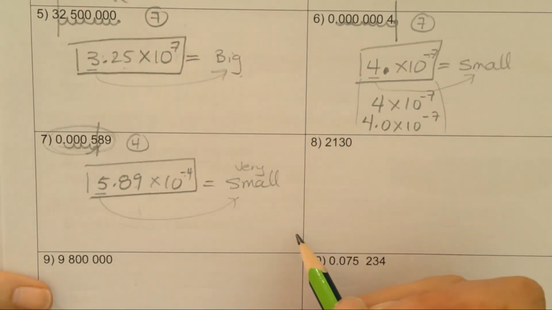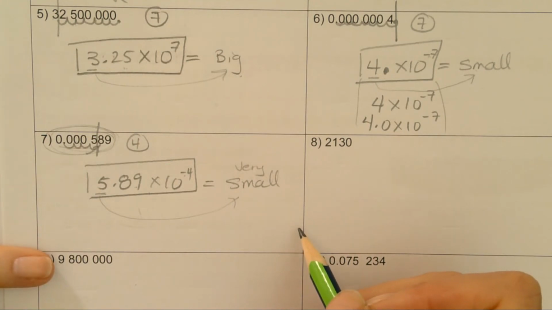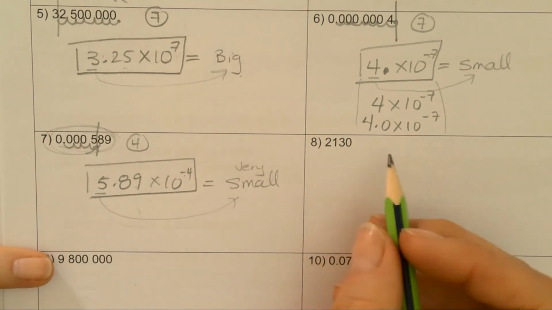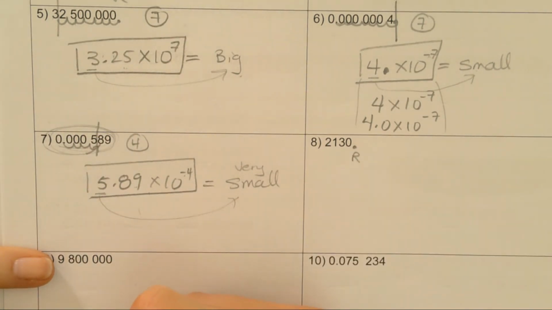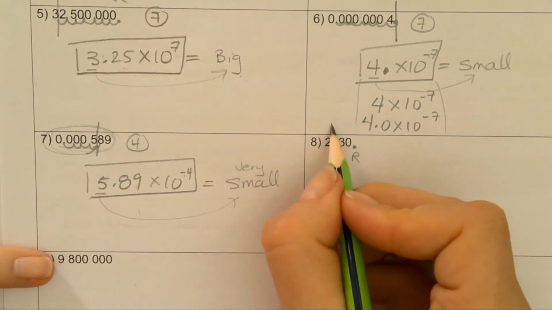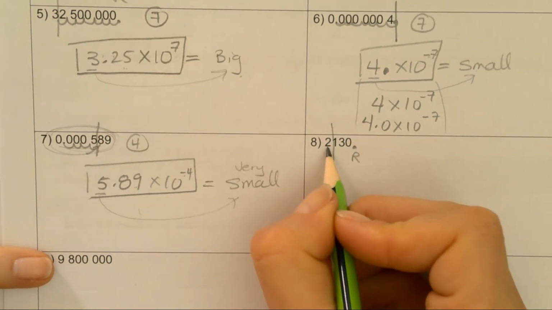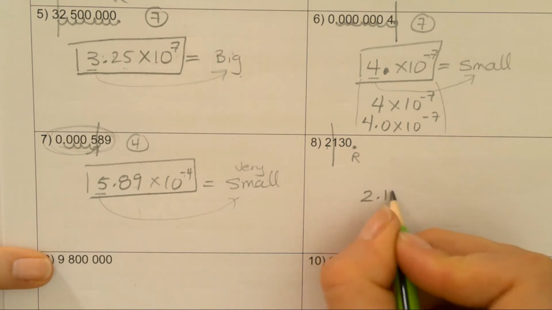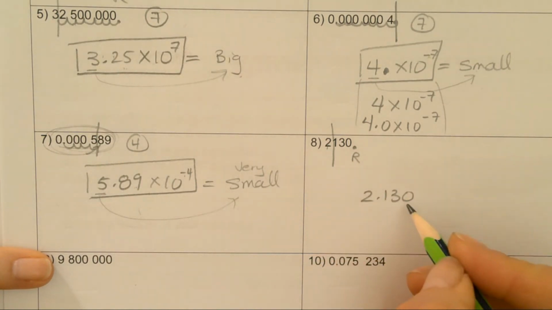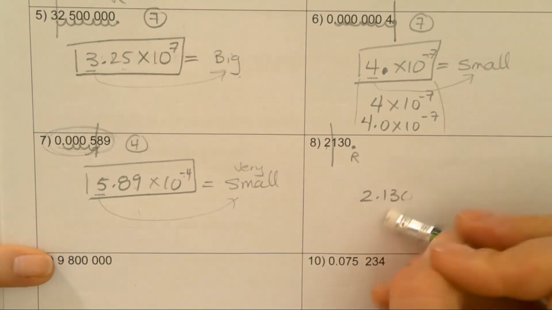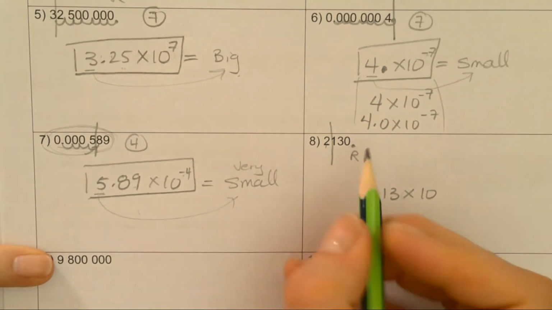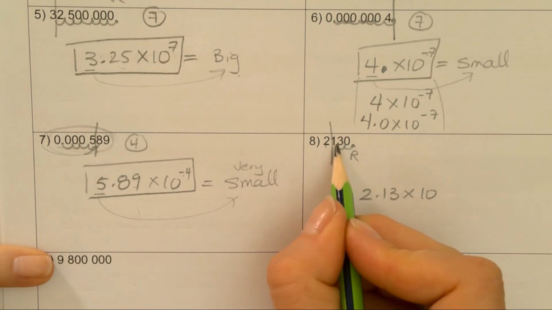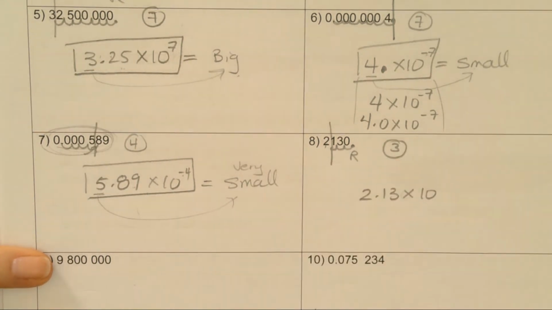There's no decimal here. Where is it? If there's no decimal, it's always on the right side here. So I want to move it so there's 1 digit in the front that's not 0. So here I would have 2.130. Do I need the 0? Nope. I don't need any zeros at the end. Times 10. How many places do I move it? 1, 2, 3.